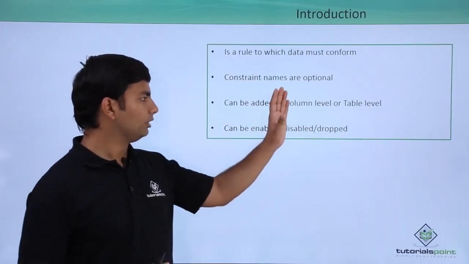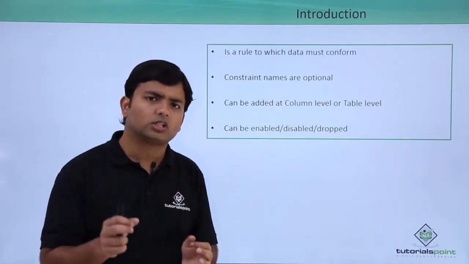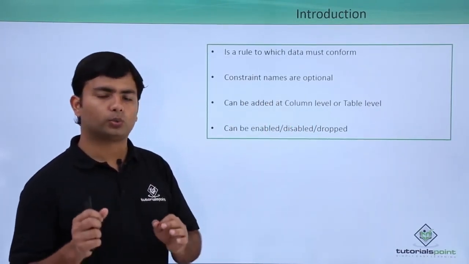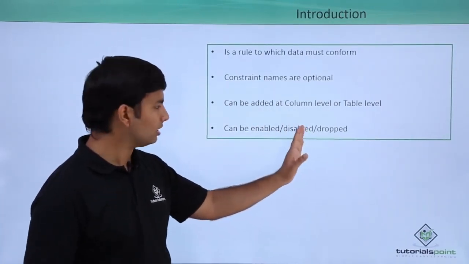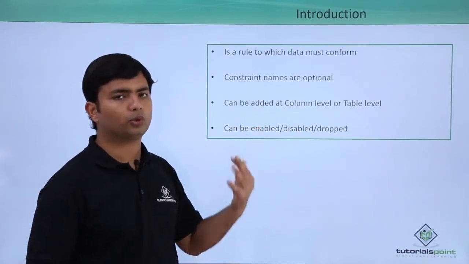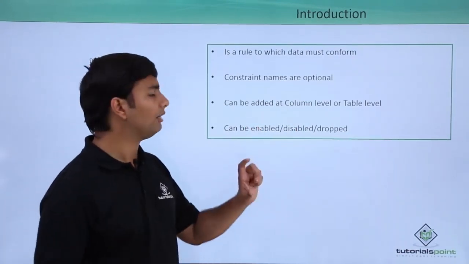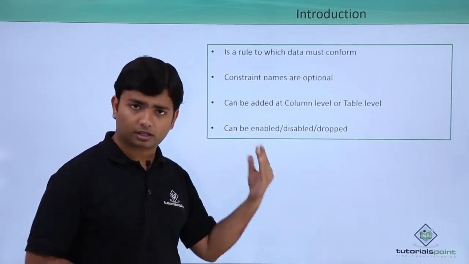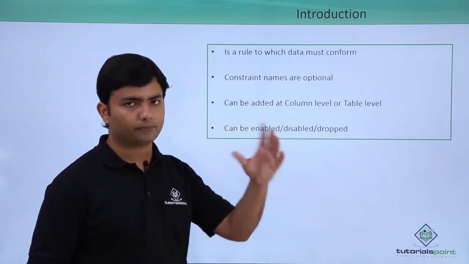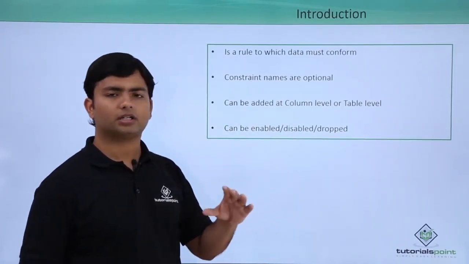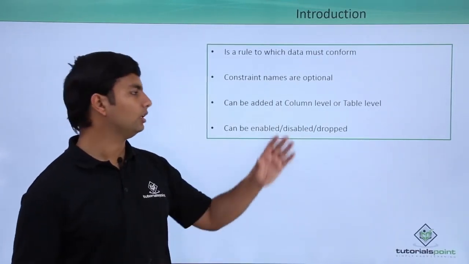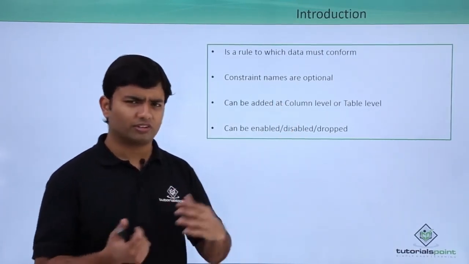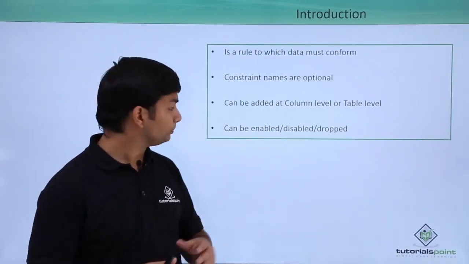For example, if at a particular time I don't want to work with a particular constraint, I can disable it. Later I can enable it again. I don't have to give the complete definition. I will just pass the enable keyword with the constraint name and it will be enabled. But if you permanently want to drop a particular constraint, you can do that as well using the drop keyword, which you will see how to do practically.